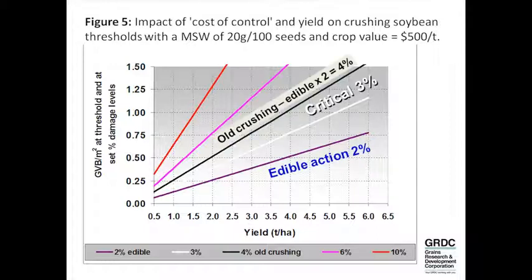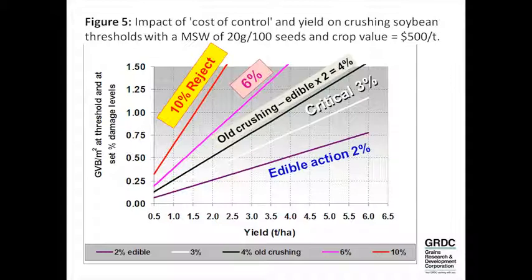That's the old crushing threshold, which we had, and it's based on US extension, based on twice the edible threshold. That's the 6% level above which the rate of penalty increases for when you're going for crushing beans. And the red line, of course, is the 10% total rejection. You don't want to be near there.